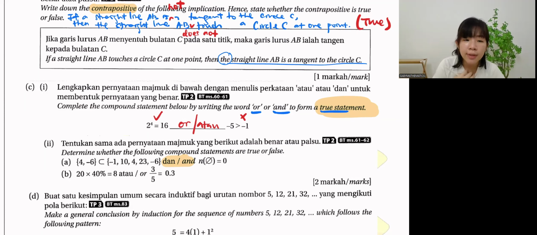Okay, this one true or false? Negative 6, 4, and negative 6 is a subset of this set. Subset, okay, this symbol, subset means it is part of it. Is it true that 4 and negative 6 can be found in this set?